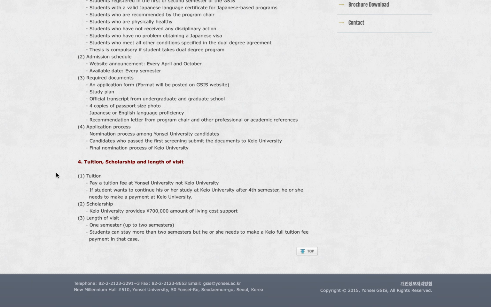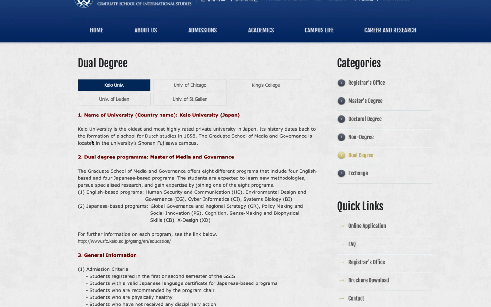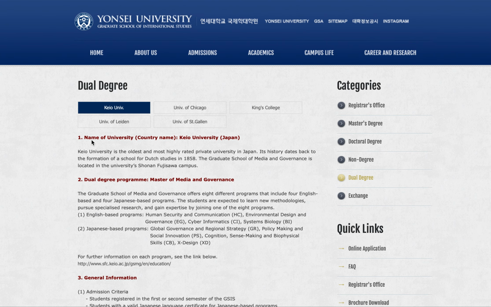And the length of visit is 1 semester or up to 2 semesters. If you want to stay more, of course, it's okay, but you have to pay Keio's full tuition fee. That's not economical, right? So the students in Yonsei always visit for 1 semester or 2 semesters. Okay, that's the whole introduction for Yonsei and Keio's dual degree program.